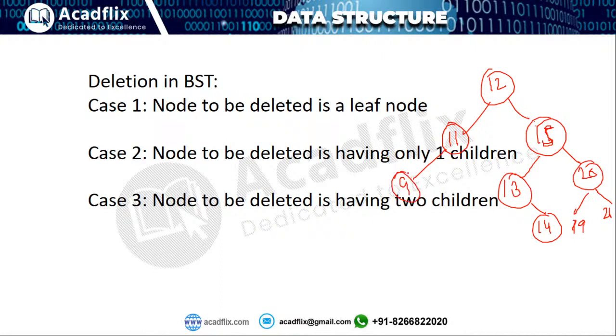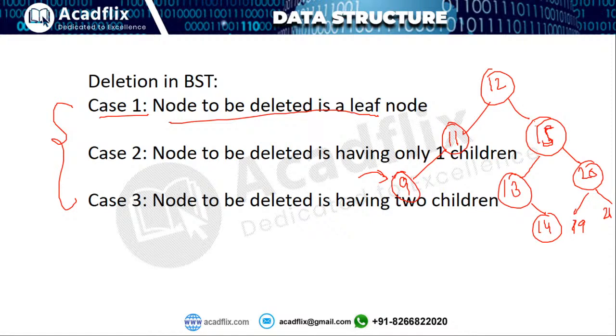So whenever we are deleting any node in a binary search tree, whichever node has to be deleted will lie in one of these 3 cases. So what are all these cases? Case number 1 is that the node which is to be deleted is a leaf node. So let's take this particular example, that I have to delete this particular node. Then how do I delete it? Because this node is a leaf node.